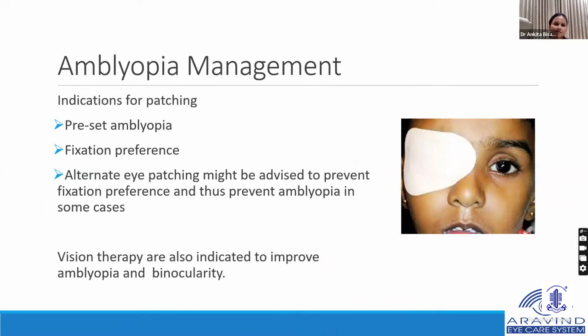Amblyopia management is required, like patching in any case with present amblyopia, or if there is a fixation preference, alternating eye patching might be advised to prevent fixation preference and thus prevent amblyopia in some cases. Vision therapy is also indicated to improve amblyopia and binocularity.